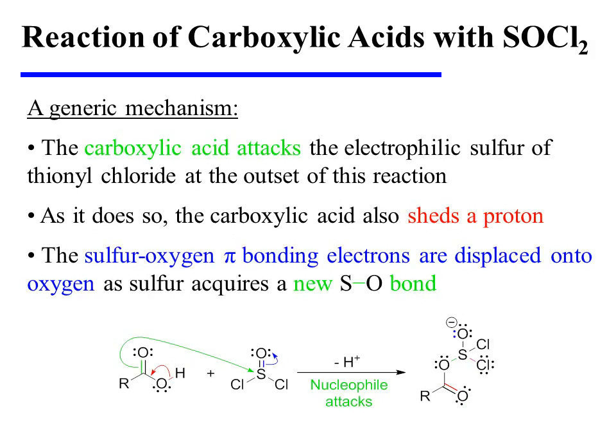The mechanism begins with the attack of the carboxylic acid on the electrophilic sulfur of thionyl chloride. As it does so, the carboxylic acid also sheds a proton to the medium so as to remain neutral. The sulfur-oxygen pi bond is displaced onto oxygen as a lone pair of electrons. This happens as a result of sulfur acquiring a new bond to oxygen.